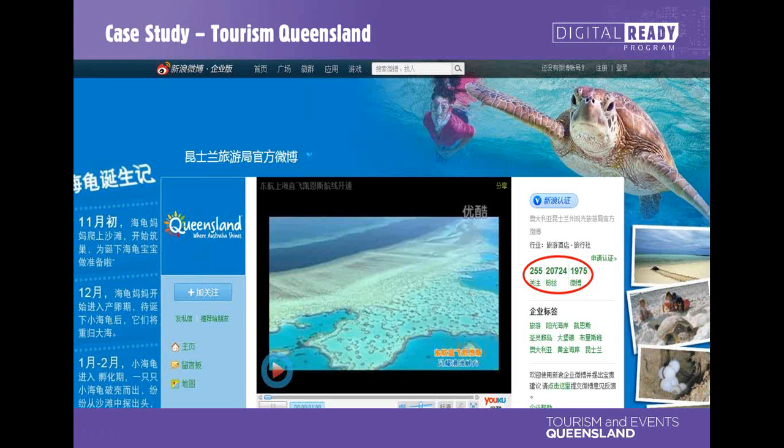We've got 20,724 followers, so they're the people in China who are following our product, and that's how many posts we've done, so nearly 2,000 posts. So very similar to Twitter, as I mentioned before. The one main difference is that the videos are actually embedded inside Sina Weibo, whereas on Twitter they're not actually in Twitter, they're a link out. So that's one of the main differences anyway.